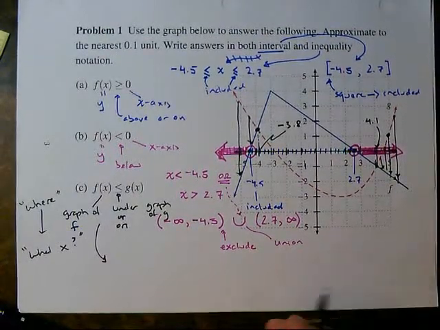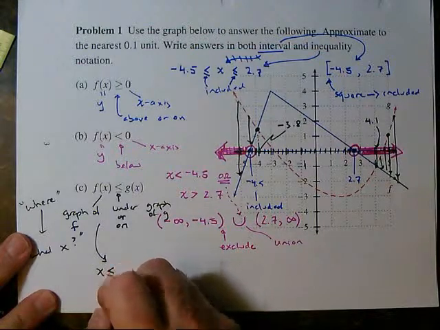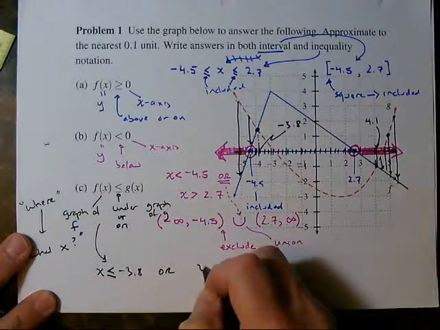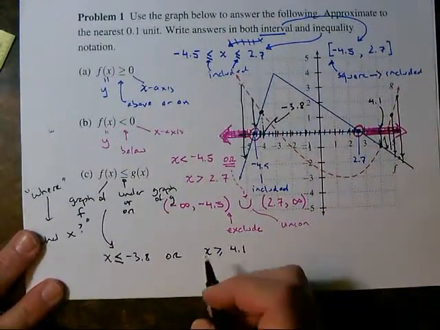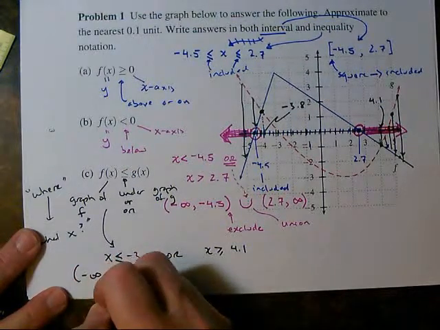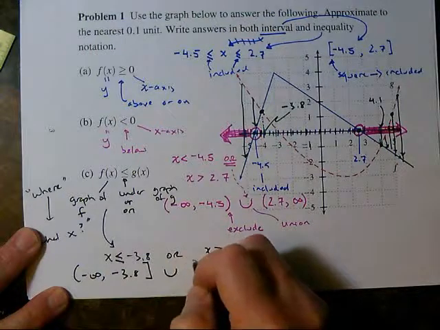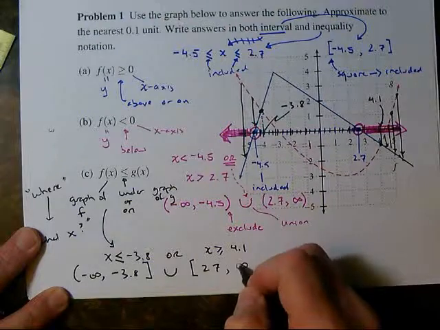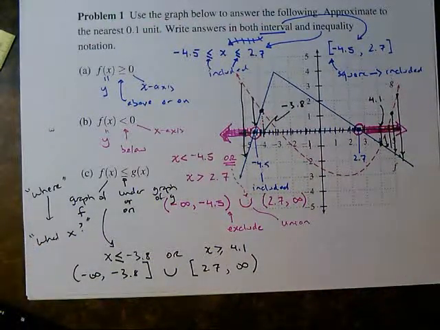Okay, so this inequality is satisfied by x's less than or equal to -3.8 or x's bigger than or equal to 4.1. If I write that as an interval, -infinity to -3.8 inclusively, union 4.1 inclusively to infinity.